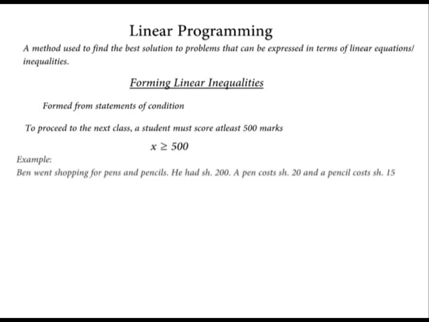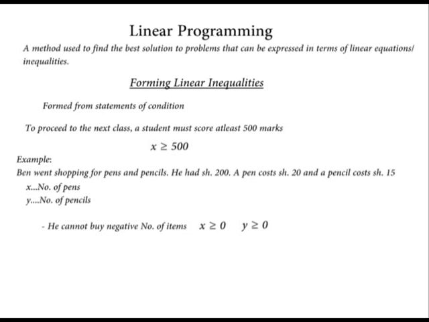For example, Ben goes shopping for pens and pencils. He has 200 shillings in his pocket. A pen costs 20 shillings and a pencil 15 shillings. Taking the number of pens to be x and that of pencils to be y, let us form inequalities to represent this information. The first thing to note is that Ben cannot buy a negative number of items. So the first inequalities are x is greater or equal to 0 and y is greater or equal to 0. This means that either he buys something or nothing, but he can't buy a negative, though he can choose to buy nothing, that is 0.